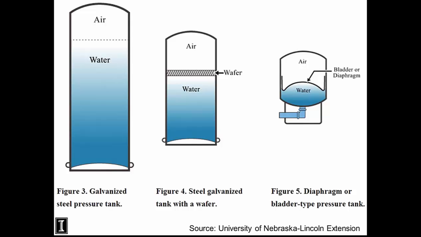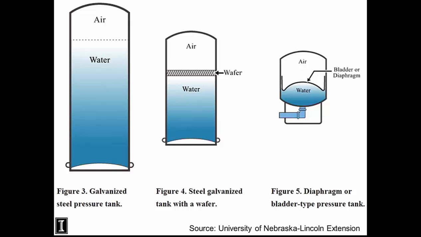Whenever that starts to happen and they become waterlogged and there's not enough air in the tank, then no matter how hard you pump the well, you can't increase the pressure in the pressure tank to get the valve, to get the well to shut off. And so they went to these 2 other types here, and the one on the far right, the diaphragm or bladder tank, is what is used today.